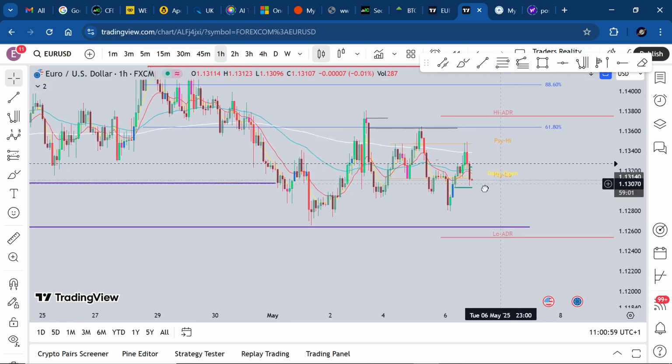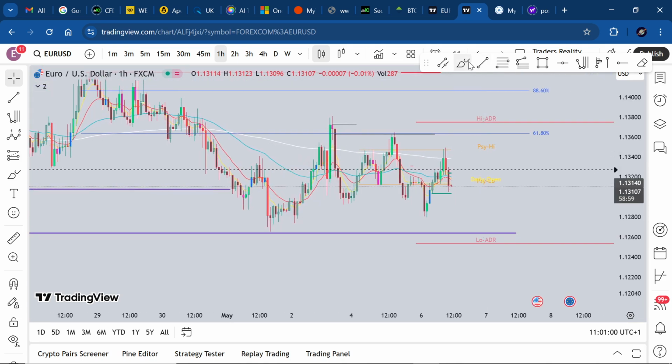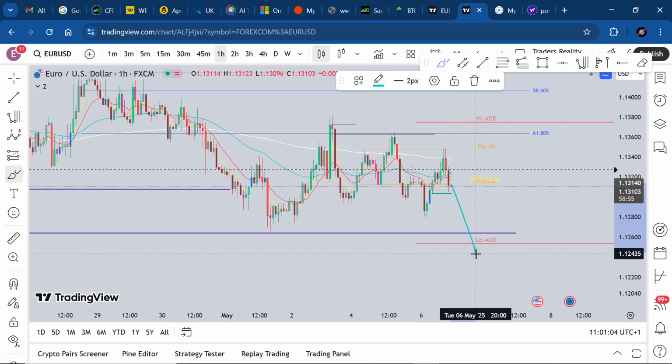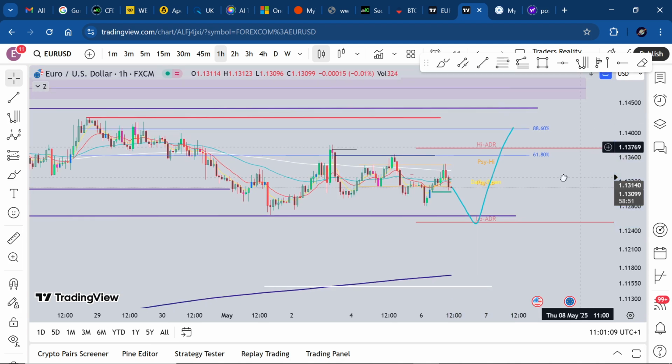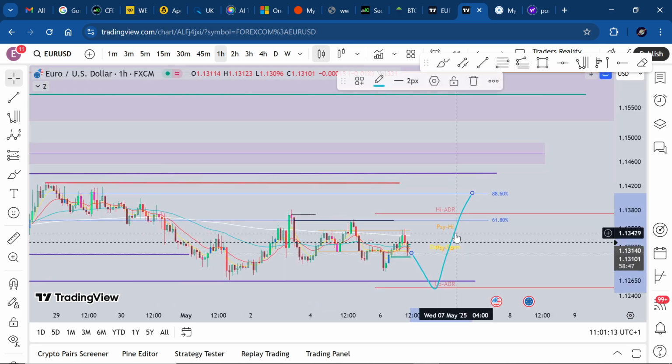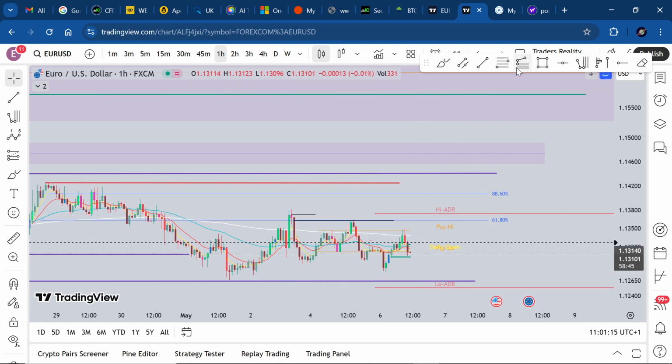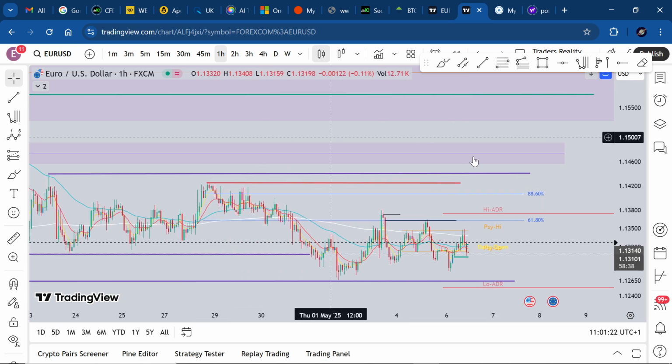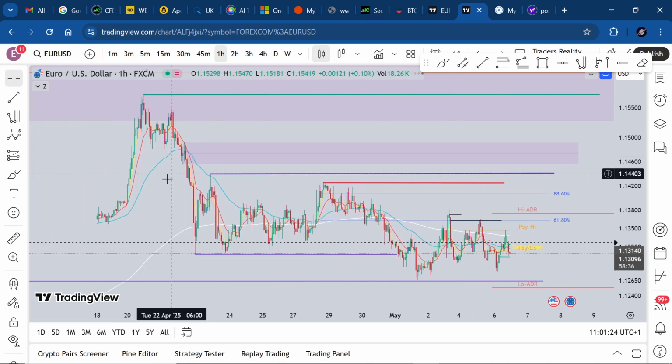So, I mean, it's not what I'm looking for, but we could get price actually just drop off here and then come back up to the supply zone over here or here. But like I said, I'm looking for upside first, and then I'll be observing price action when we reach supply zones after taking out these highs here.